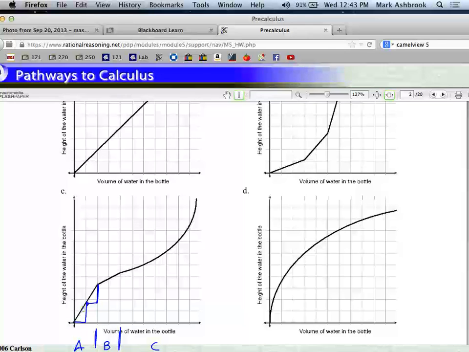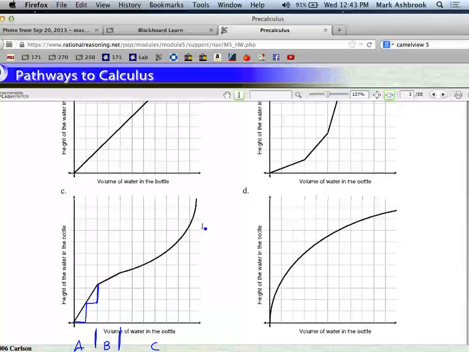If this is a linear function, then the change in height will be the same. What kind of rate of change is that? Constant rate of change. For equal changes in volume, we get the consistent change in height.